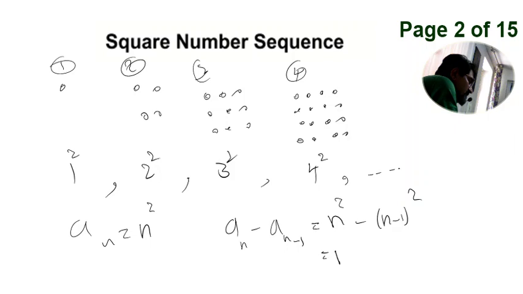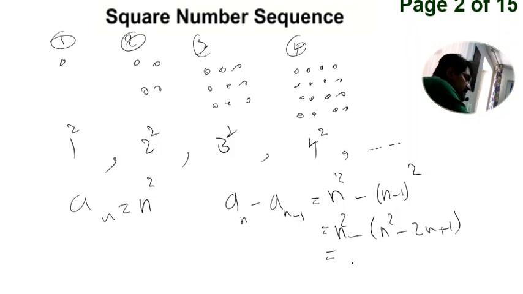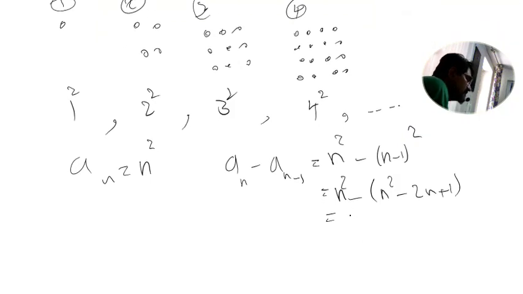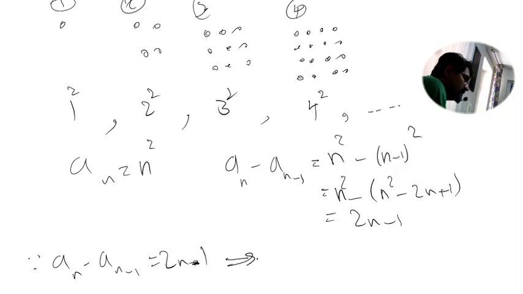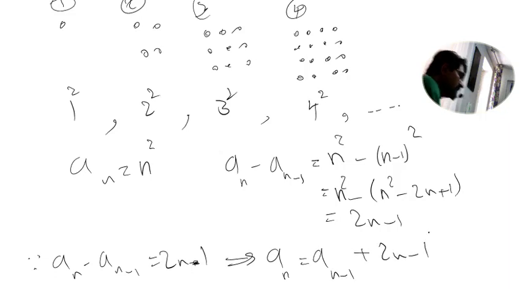That is n square minus n square minus 2n plus 1. We have 2n minus 1. Sorry, that is an is equal to an minus 1 plus 2n minus 1.